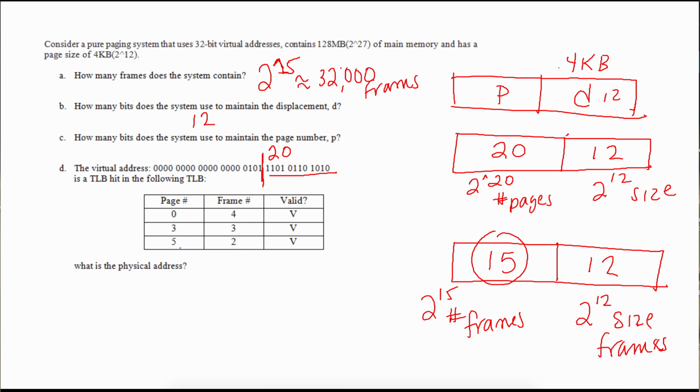So this would be page number 5. Page number 5 happens to be in frame number 2 and it's valid. So we have the address here. If I draw a line at the same location here, you can see that this is frame number 2 and the offset matches. I hope that helps you to understand a little bit more about paging and address translation.